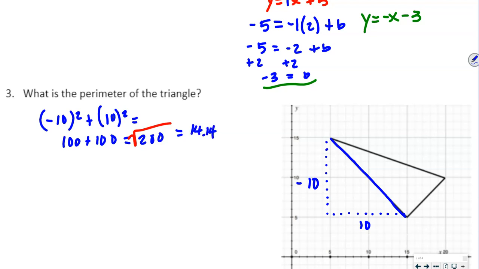Okay, now let's keep going and do another side. So let's do this side now. Let's do it in a different color, actually. So we're going to do this side now.